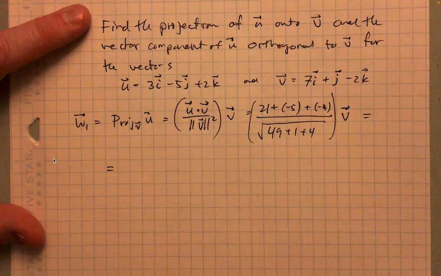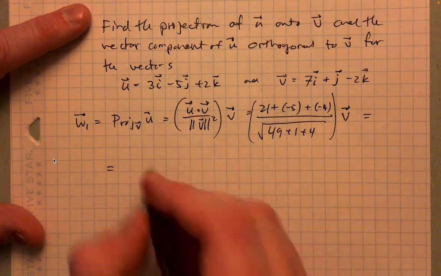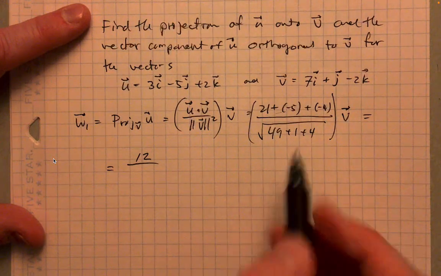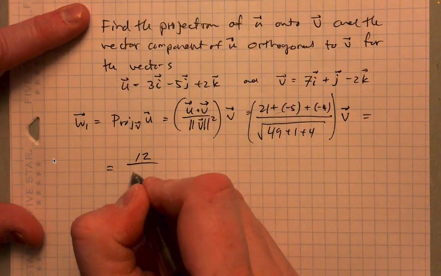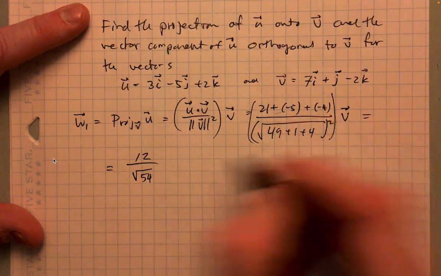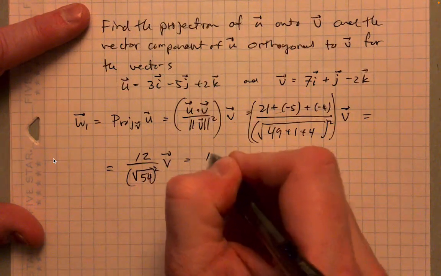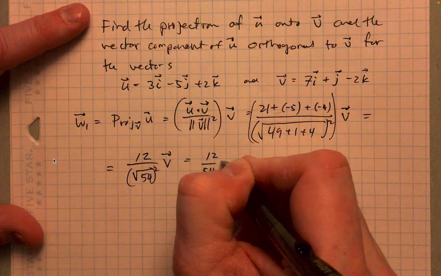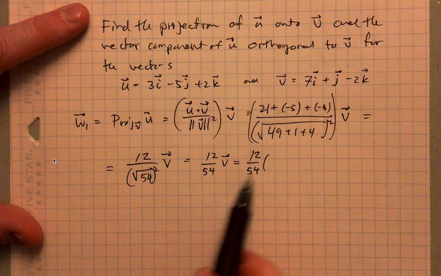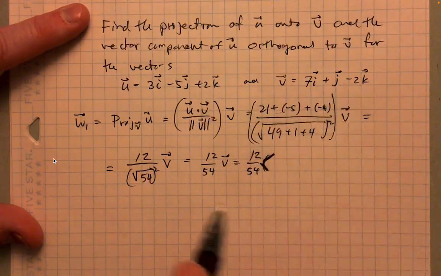Okay, so let's add all this up. What do we get here? We get 12 on the top. And then this will be the square root of 54. Oh, but that's squared. Let's not forget that. Sorry. And then that needs to be multiplied with v, and so it's really 12 over 54 times v. So 12 over 54 times the vector v, which is 7, 1, negative 2.